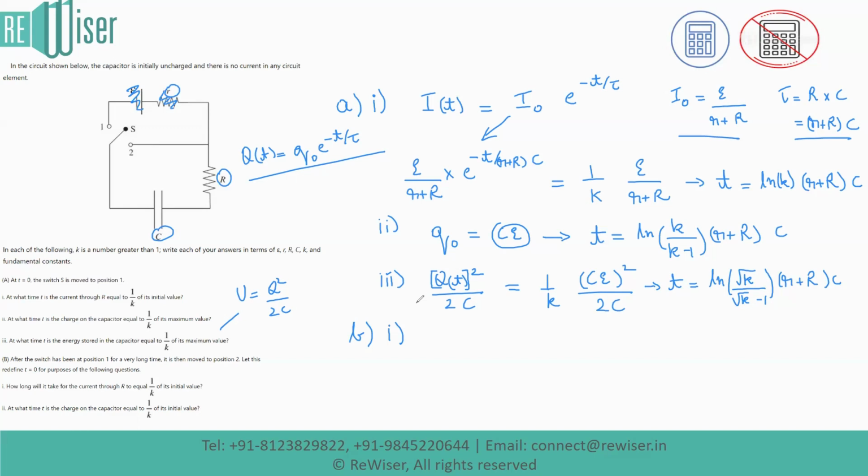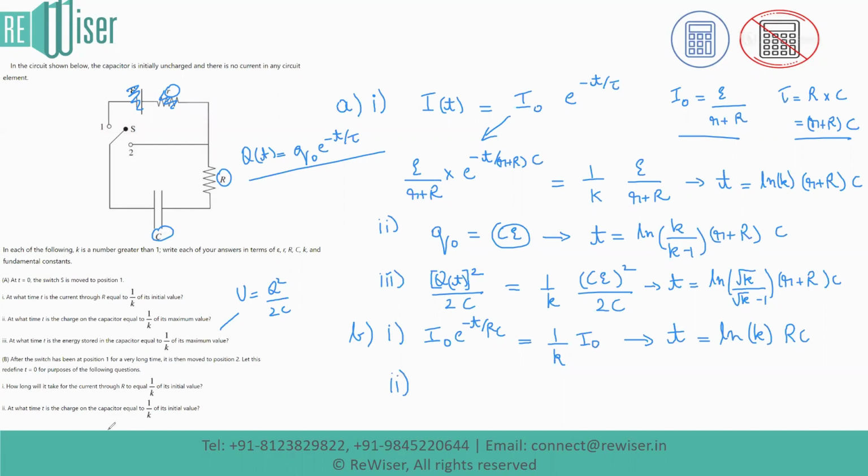Now, the same formula applies for this as well. They're asking us at what time the current will be 1 by K times the initial value. So just remember, current is given by the formula I is equal to I naught e power minus t by RC. So equating I naught e power minus t divided by RC, or tau, to 1 by K times I naught, I get the value of t to be t is equal to ln K times RC.